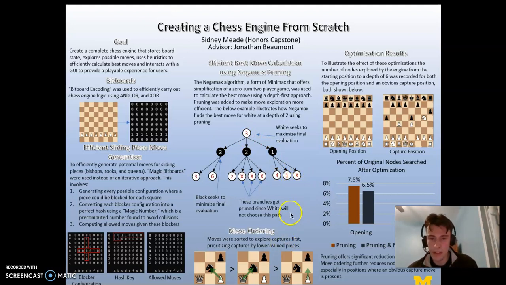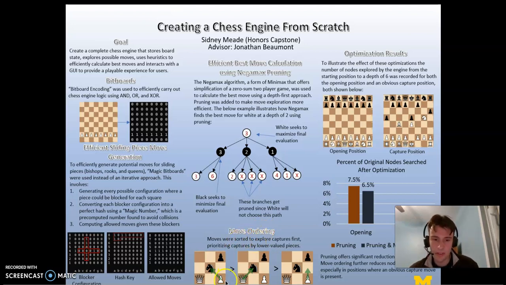So that is the idea behind negamax pruning. It works the same way for black. Like black's not going to consider moves that are worse for it either. So there's some parity there as well. In addition to this, we also do move ordering as another heuristic. And so this kind of dictates the way we order moves when we're checking them.